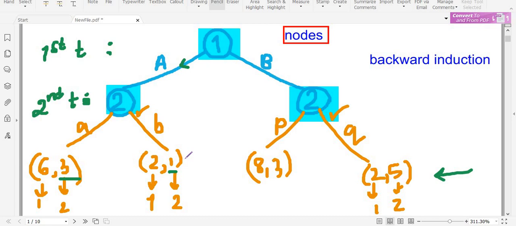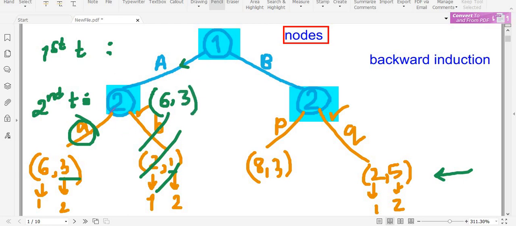Given that this is a positive utility, player 2 will always prefer 3 over 1, because 3 is greater than 1. So if player 1 actually ends up choosing capital A, player 2 will always choose small a, which means small b is not a possibility. So if player 1 chooses capital A, this entire set boils down to 6, 3, because player 2 is rational and will always choose small a.